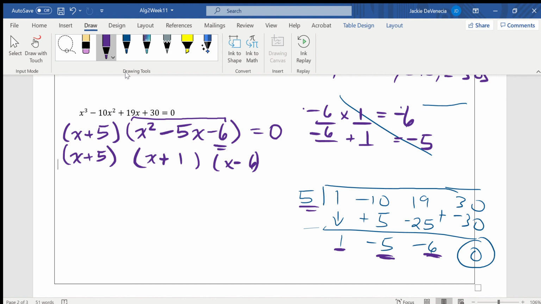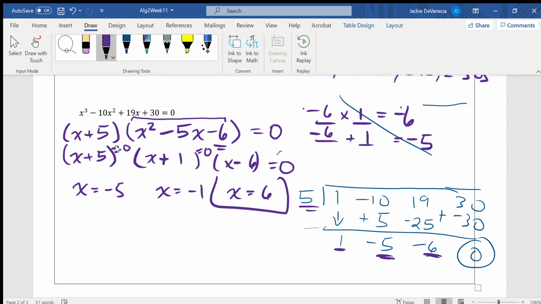Then you're just going to go ahead and set all of these equal to 0. So we have all of these. x is equal to -5, x is equal to -1, x is equal to 6. And these are the actual solutions of my problem.